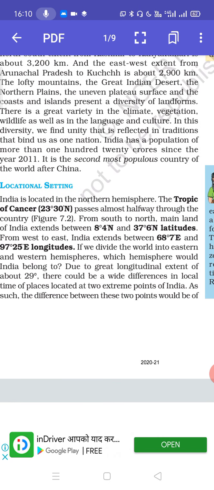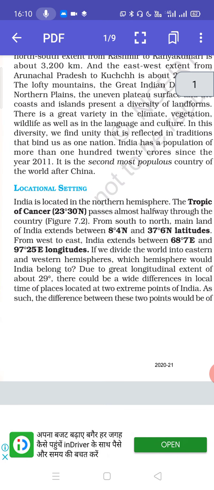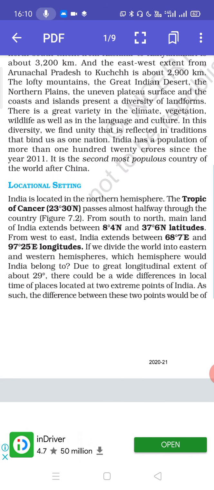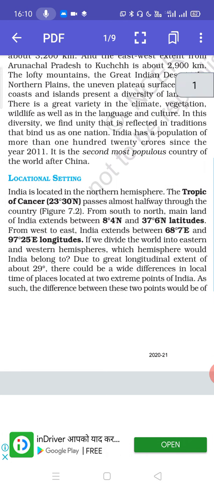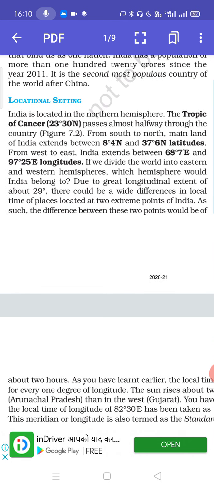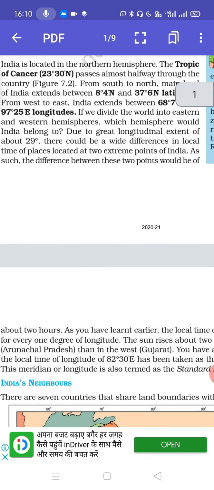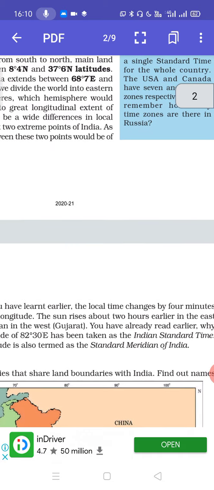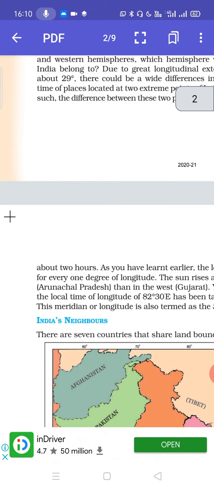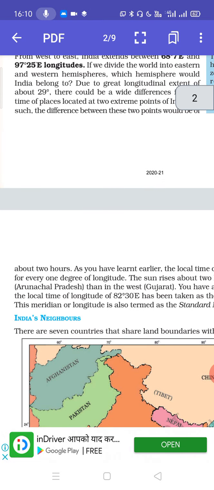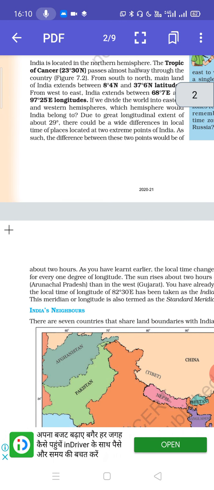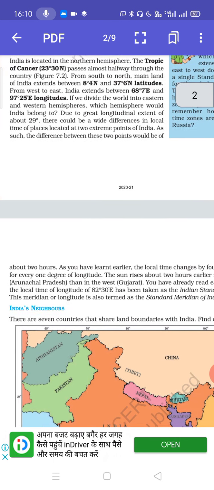So this is what they are saying, that if we divide the world into eastern and western hemisphere, then due to the longitudinal extent, the difference between the two points will be almost about 2 hours. As you have learned earlier, the local time changes by 4 minutes for every 1 degree of longitude. The sun rises about 2 hours earlier in the east, Arunachal Pradesh, than in the west, Gujarat.